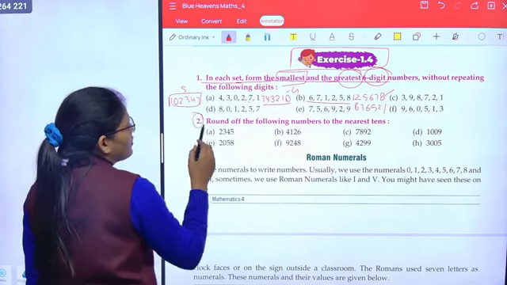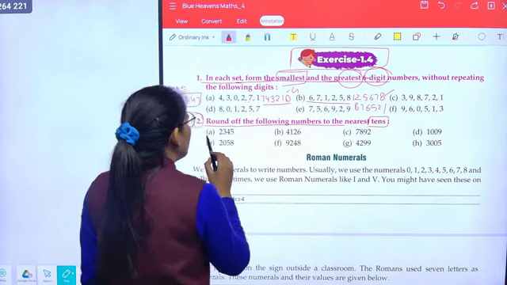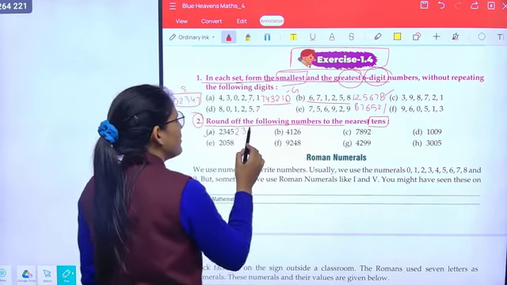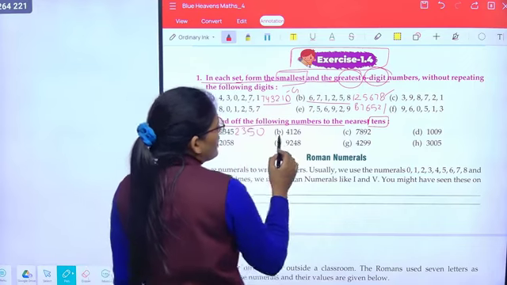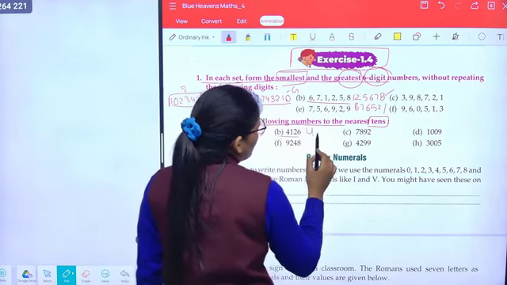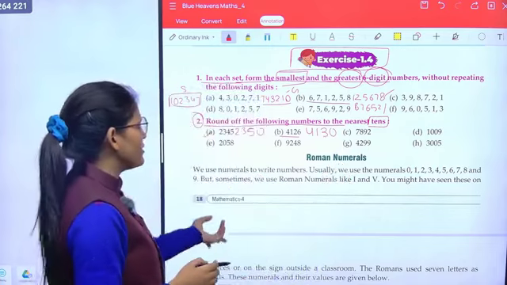Now students, question number 2, round off the following numbers to the nearest tens. Now it will become 2350 and now it will become 4150. Understand? Rest of the parts, do yourself.